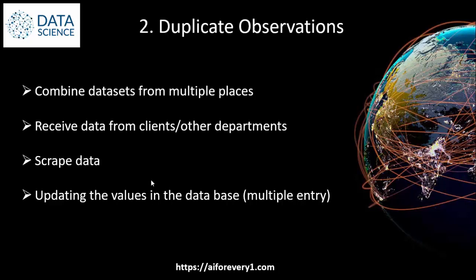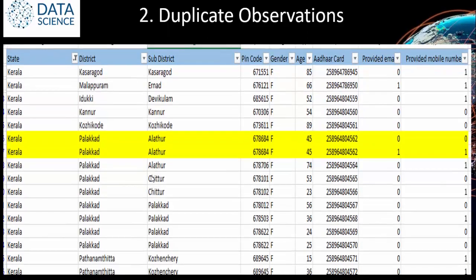The next data cleaning technique is duplicate observation. Duplicate observations most frequently arise during data collection. The reasons are mentioned here. The first reason is combining data sets from multiple places, then receiving data from clients or other departments, then scraping the data. You know what it means. I already explained it in the previous video. Then updating the values in the database. That is multiple entry. Let's see with an example.